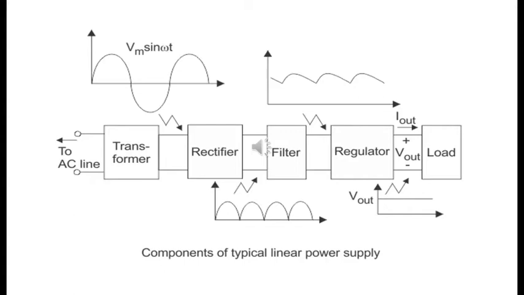So the next block is the filter. The filter is used for removing the ripples that are present at the output of the rectifier. This pulsating DC is given as the input to the filter, and as you could see, the output from the filter is this one, wherein you could see a DC, and most of the ripples have been removed. This is possible by means of the charging and discharging of the capacitors. As you said, the capacitor filter has been utilized here.